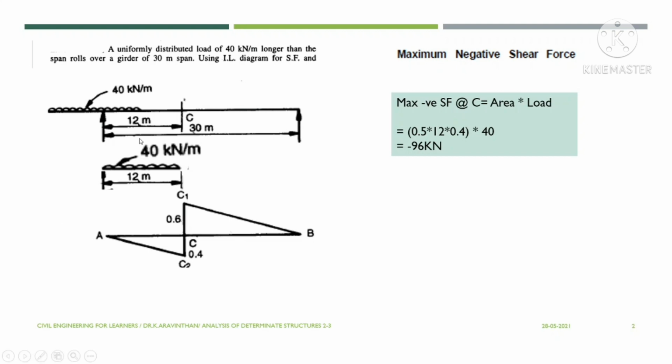Also here, a point C is given, and we have to identify the maximum shear force at point C. So this is the given data. We can take the two supports as point A and point B, and C is the point where you have to find the maximum positive and negative shear force, and next the bending moment. So let us find the first criterion, which is the maximum negative shear force.